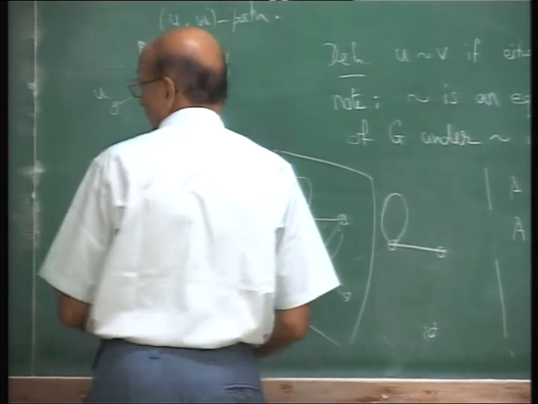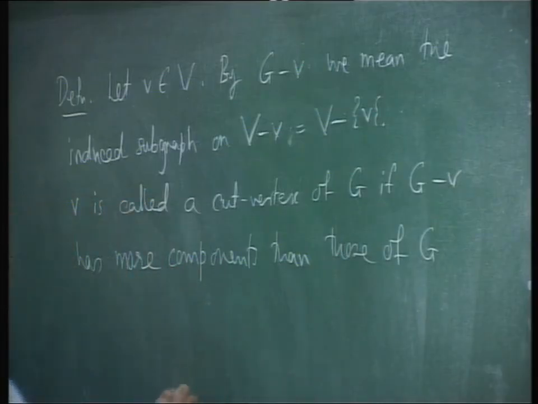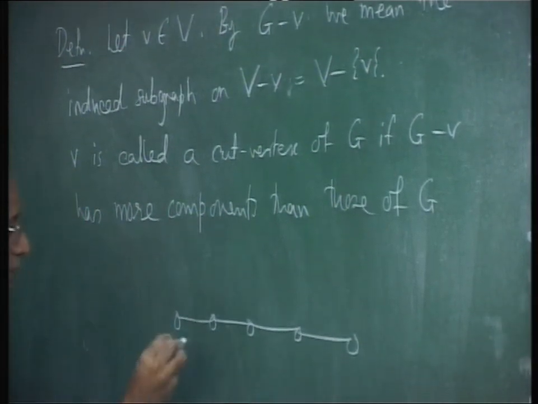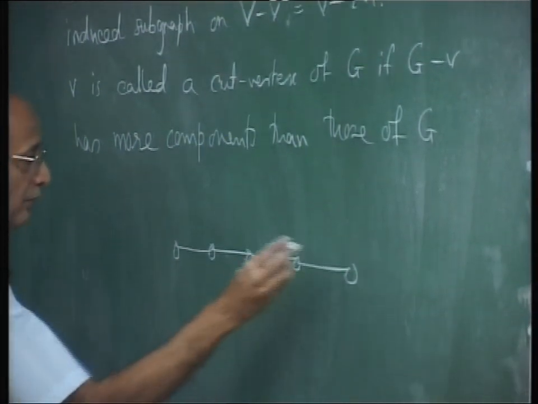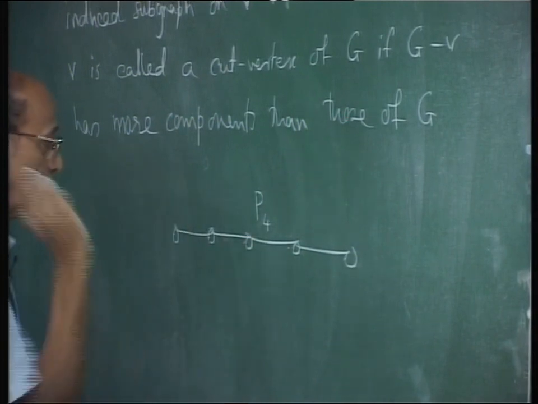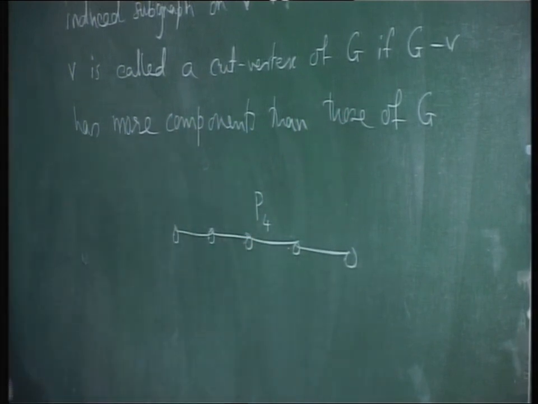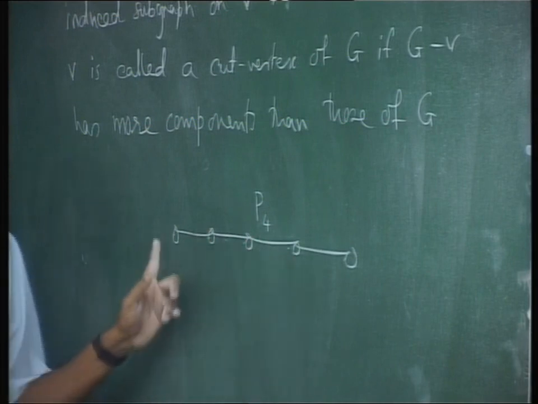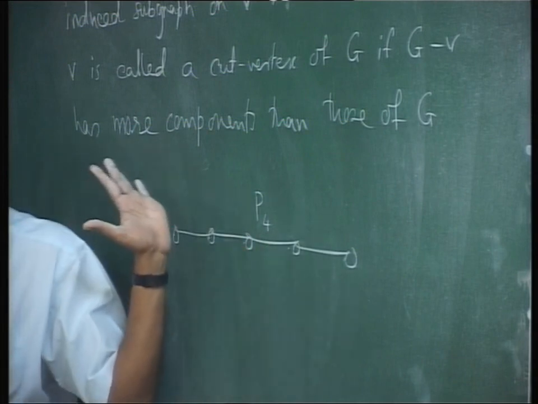Okay, more examples. What is this? 1, 2, 3, 4, 5. So that's a path. Which of these are cut vertices? This is a cut vertex, this is a cut vertex, this is a cut vertex. The end vertices are not cut vertices. Okay?